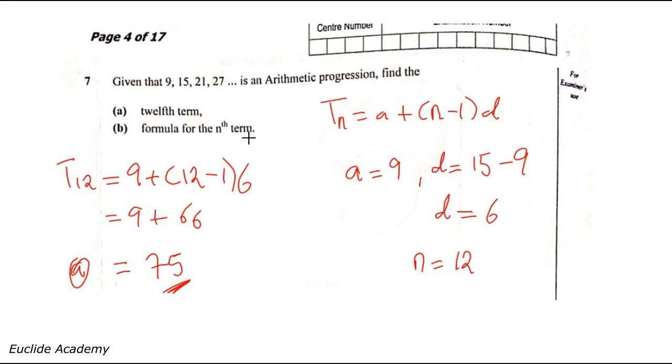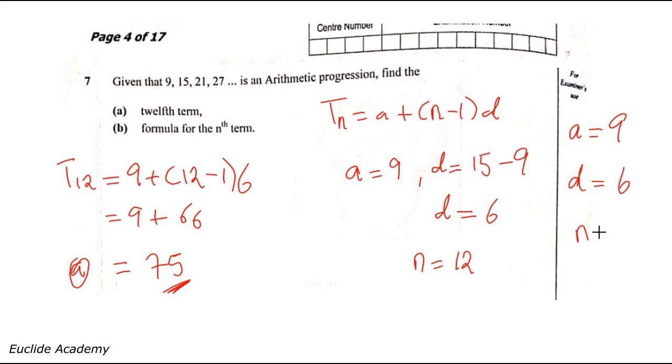So the 12th term is 75. So that is for A. Next is to find the formula for the nth term. According to this progression, the formula for the nth term should include A for 9 and D for 6. Then N is nth because we don't know that term, so it's the nth term.